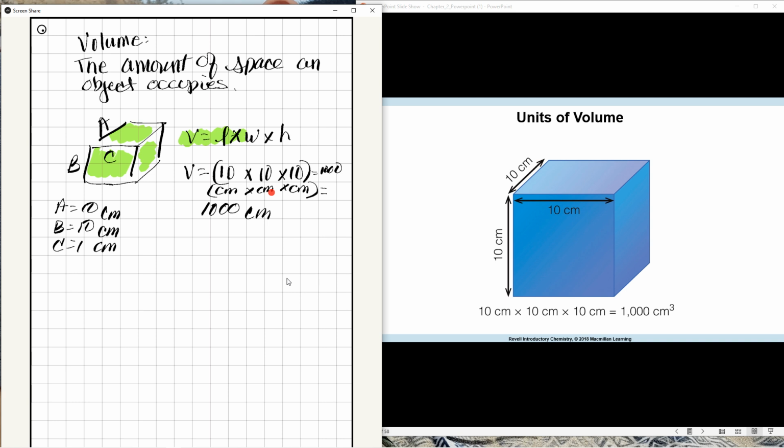And centimeters times centimeters times centimeters is centimeters cubed. I misspoke. So the unit is 1,000 centimeters cubed, because you're multiplying all of them together. Centimeters cubed is the same as milliliters. 1 centimeter cubed is equal to 1 milliliter. That's not our answer for this.